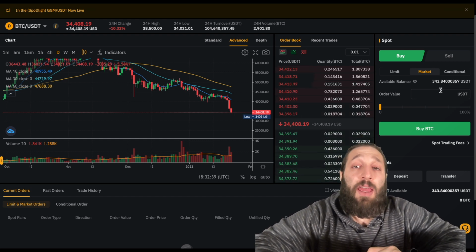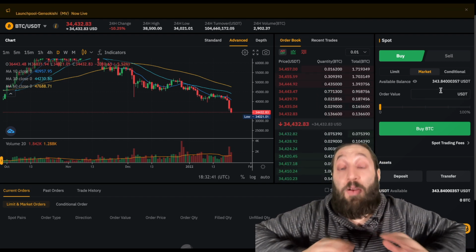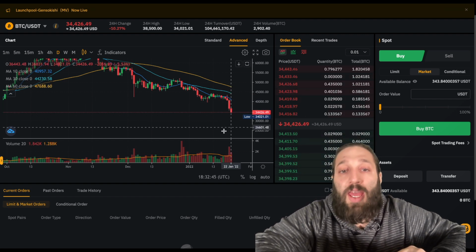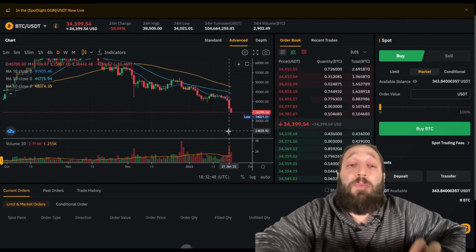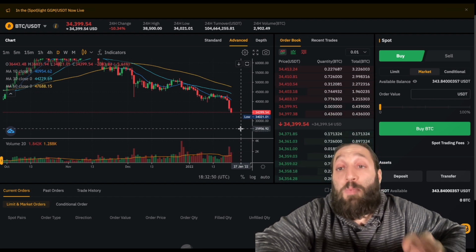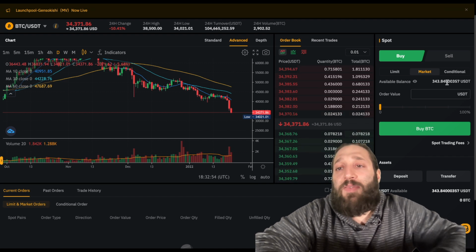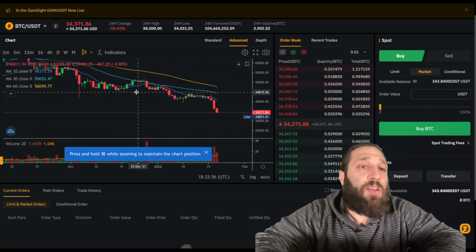And market selling can be useful if prices are dropping very quickly and you don't have enough time to set a price, because if it's just dropping and you want to just get out early. Same thing on the flip side. If you want to just market buy because price is pumping so quick, you can just do that. So we have some USDT now, and now we're going to do some buys.